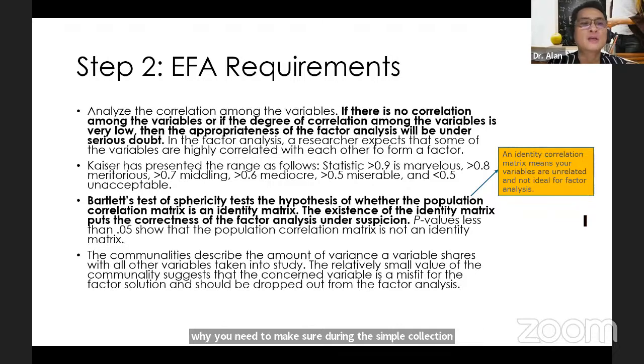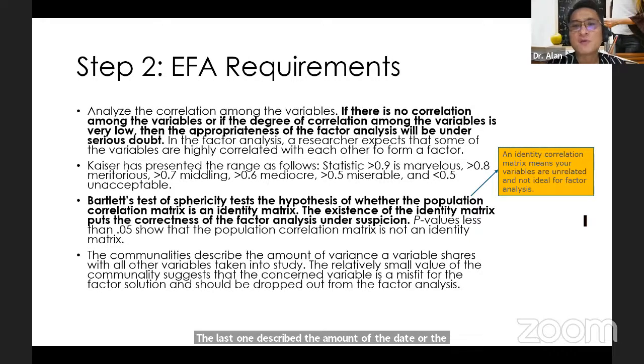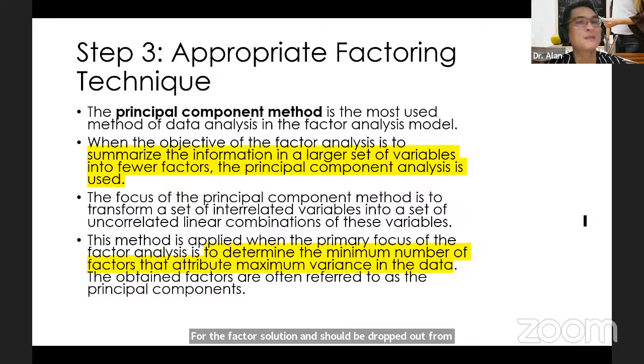The communalities, the last one, describe the amount of the variance in the data. A relatively small value of the communality suggests that the concerned variable is a misfit for the factor solution and should be dropped from the factor analysis. Now, step number 3, we need to select the appropriate factor technique.